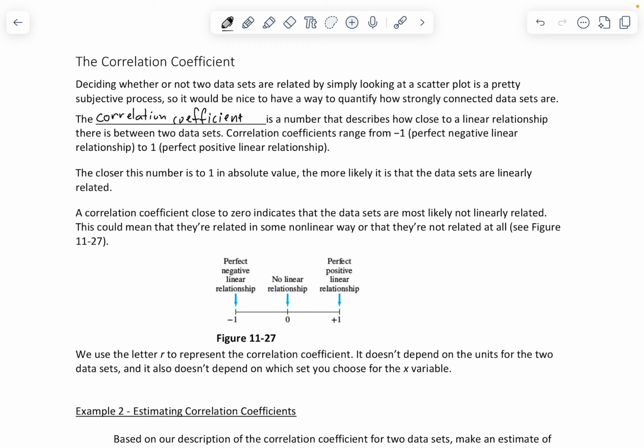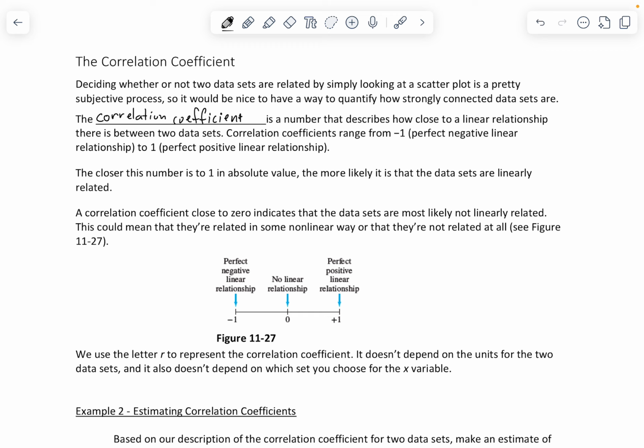Correlation coefficients range from -1, which represents a perfect negative linear relationship, to +1, which represents a perfect positive linear relationship. The closer this number is to 1 in absolute value, the more likely it is that the data sets are linearly related. Linear is really just a word that means straight line. So a linear relationship is a relationship that can be described by a straight line.